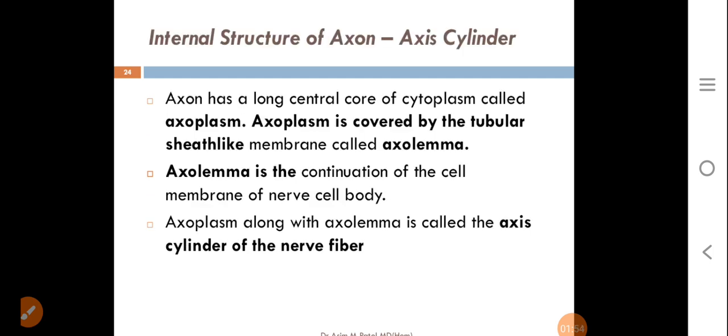Now we will discuss the internal structure of the axon. The axon has a long central core of cytoplasm called the axoplasm, and this axoplasm is covered by a tubular sheath-like membrane called the axolemma. Axolemma is the continuation of the cell membrane of the nerve cell body. Axoplasm along with axolemma is called the axis cylinder of the nerve fiber.